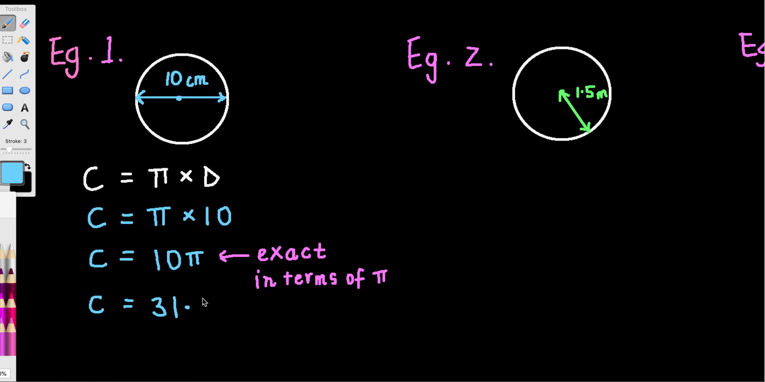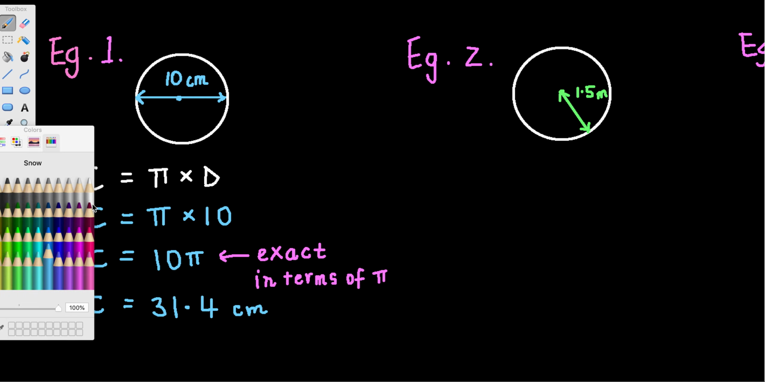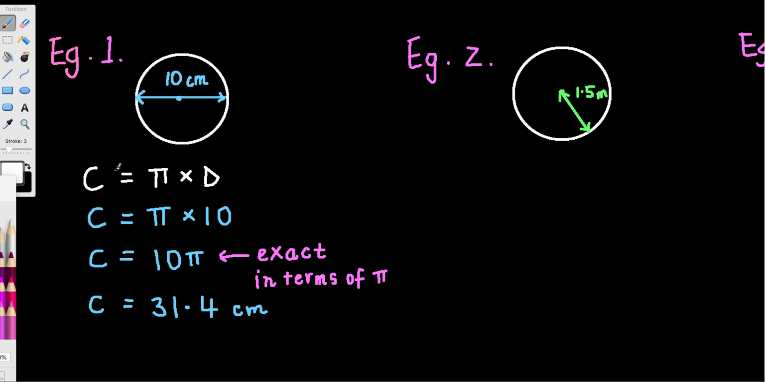And you'll see as well that it's in centimetres, so I need to make sure I put centimetres here. So it's 31.4 centimetres all the way around that circle that's got a 10 centimetre diameter. So that's one example. I wanted to show you a second one. Now remember, just pause so that you can write this in your book as well.